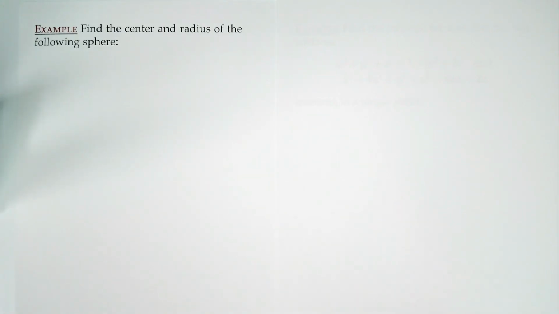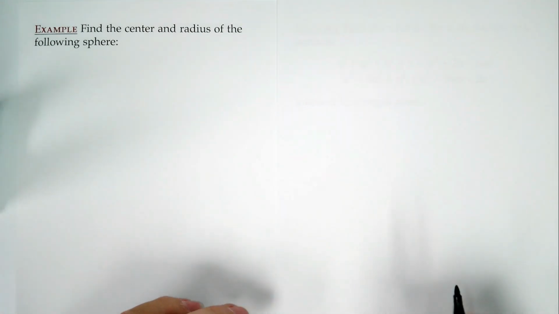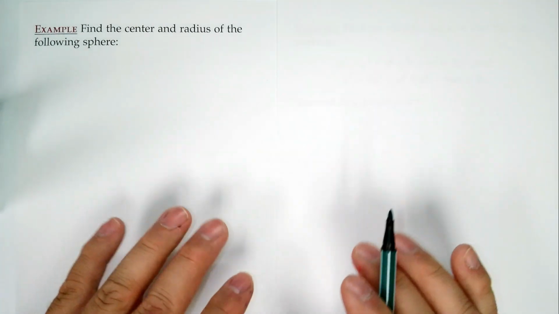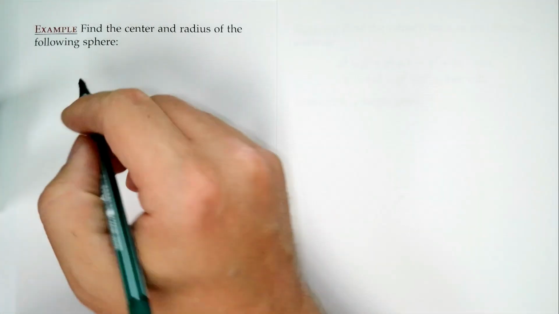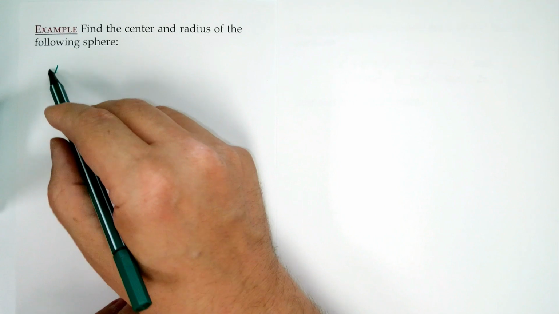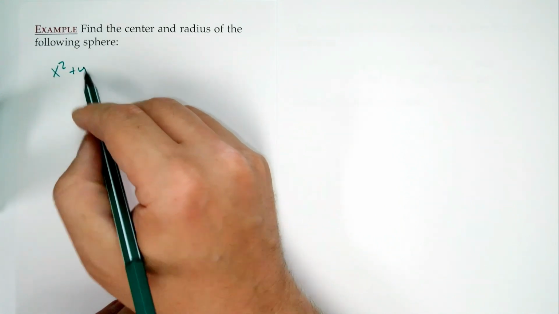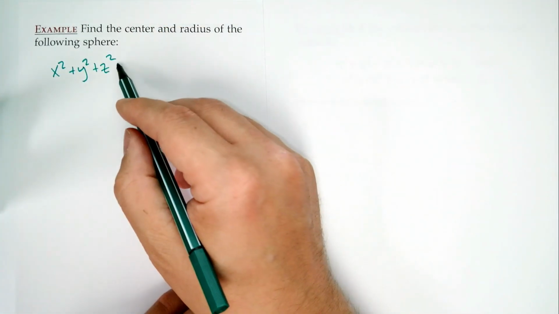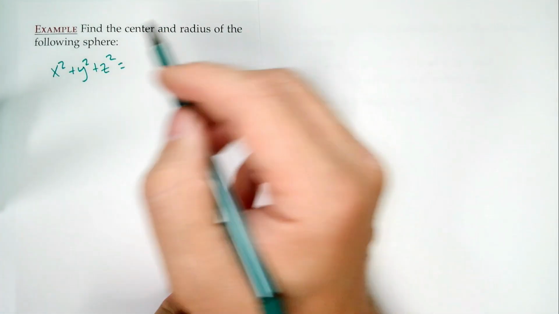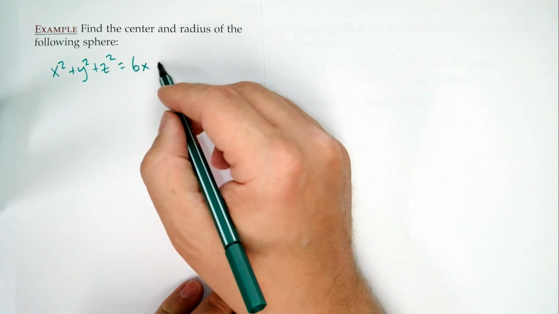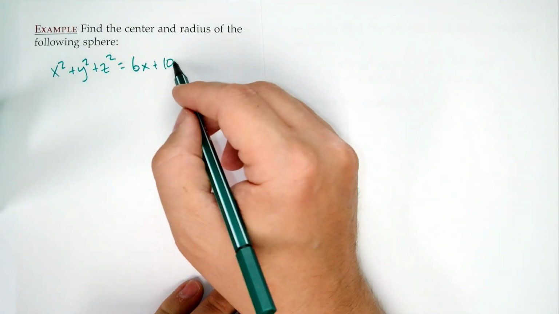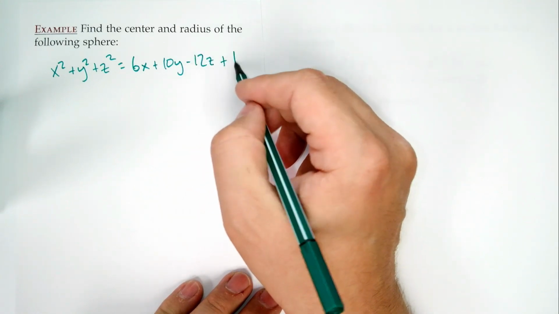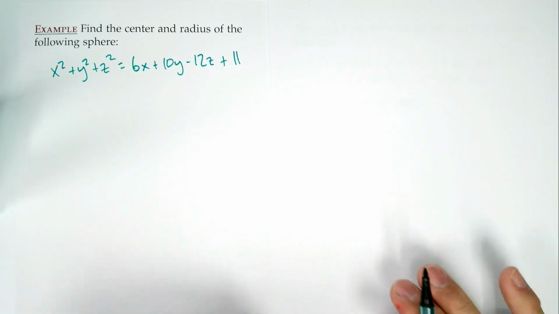All right, maybe a few more examples. Examples are always good to test our understanding. Find the center and radius of the following sphere. There's nothing written down here, so we're going to have to come up with something. We'll have x squared plus y squared plus z squared equals something. We'll make some stuff up here: let's say 6x plus 10y minus 12z plus 11. Just some numbers.